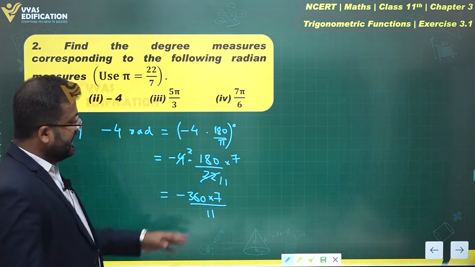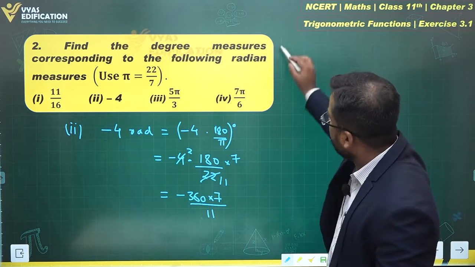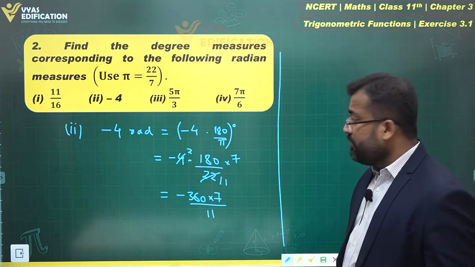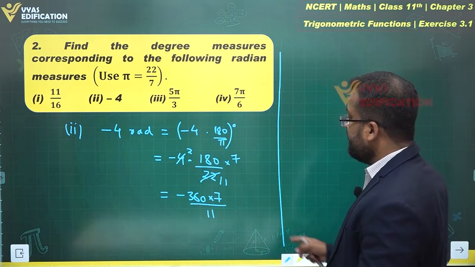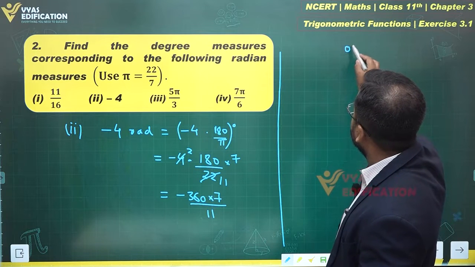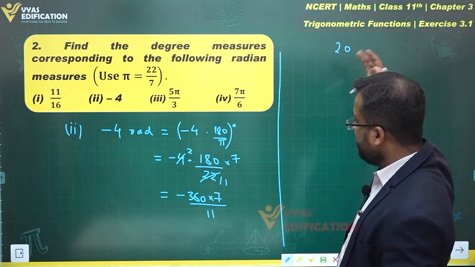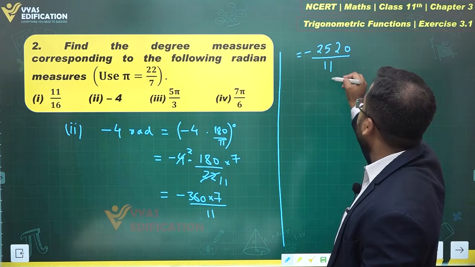In terms of degrees, we'll have to divide by 11. That would be slightly difficult, but then we can always do that. Division by 11 would not be an issue, but we have to convert in terms of degrees, minutes and seconds. Let's do that. 7 times 6 is 42, 7 times 3 is 21 plus 4 carry is 25, so 2520. This is -2520 upon 11 degrees.